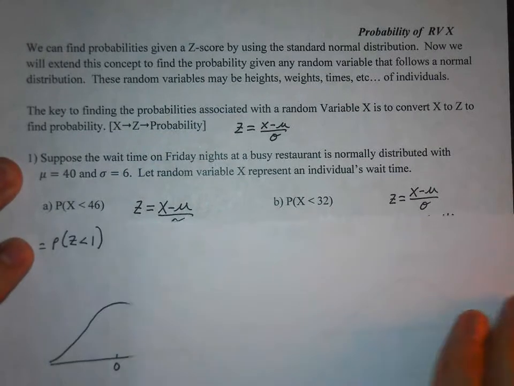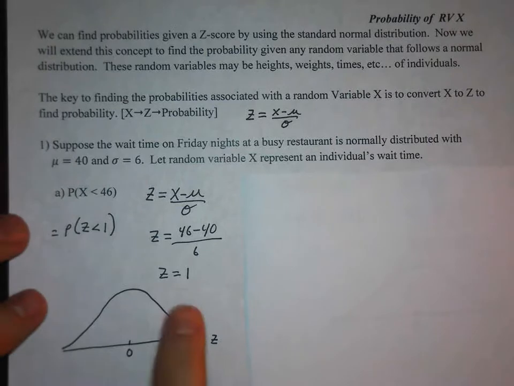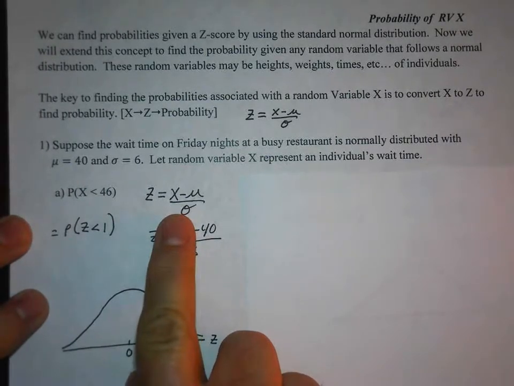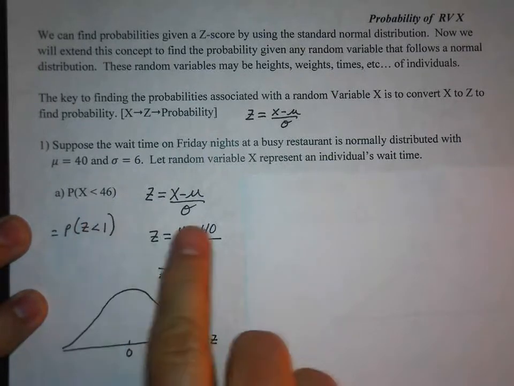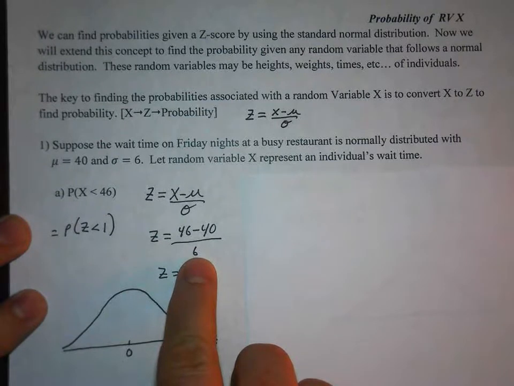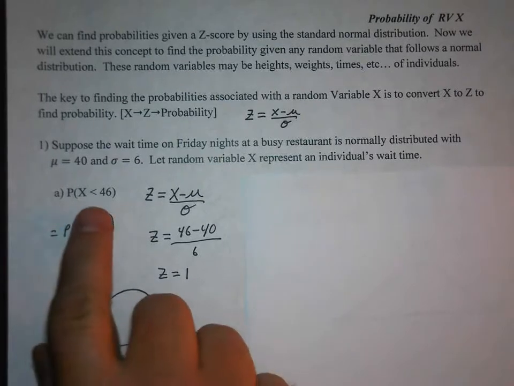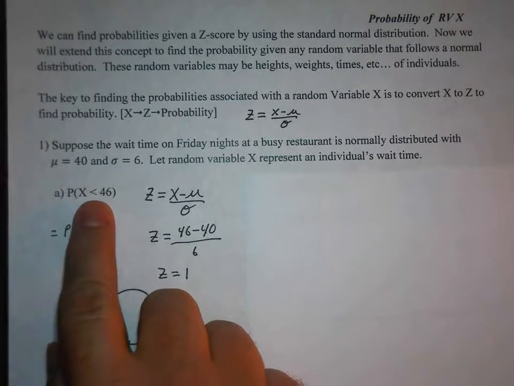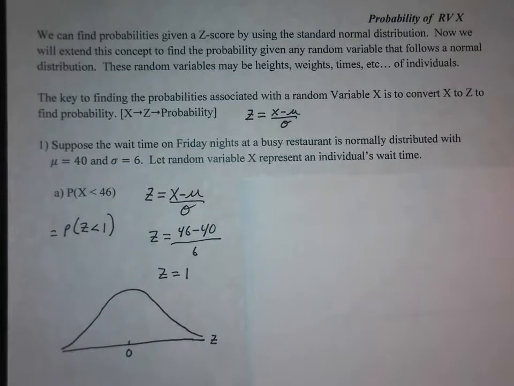So what we do is convert x into z by using our z equals x minus mu over sigma. x is 46. The mean is 40 because they told us. And then divide by the standard deviation. And that gives you a z-score of 1. So the probability that x is less than 46 will be equal to the probability that z is less than 1. So what we do is we create a normal curve with our z-axis.